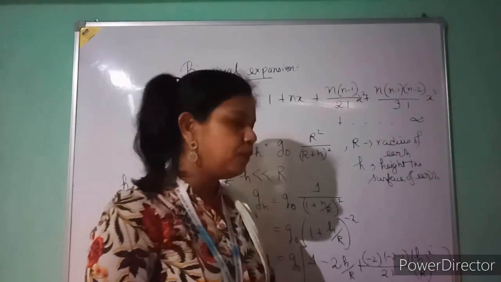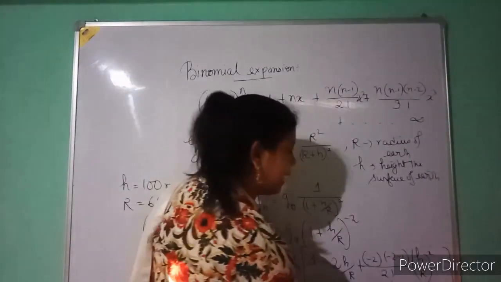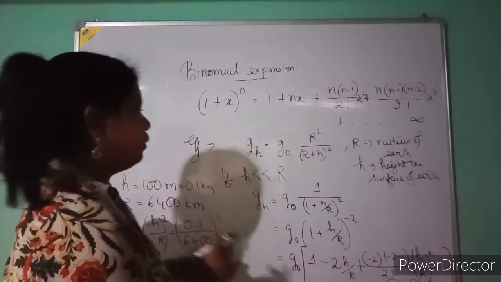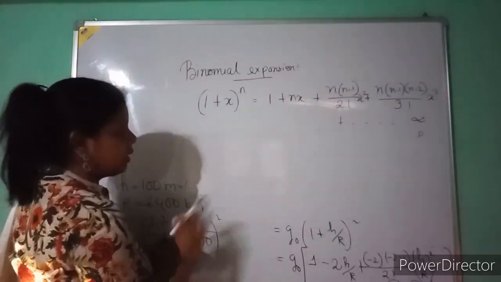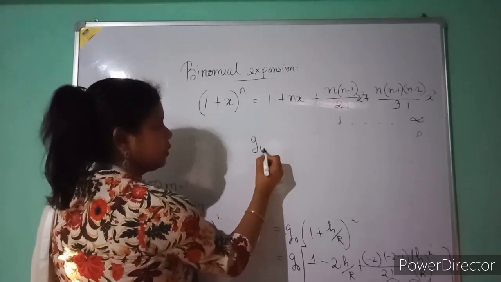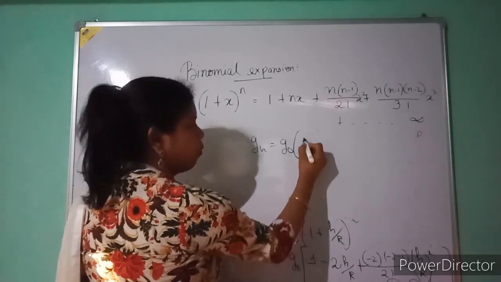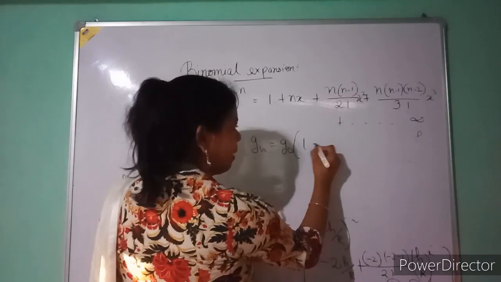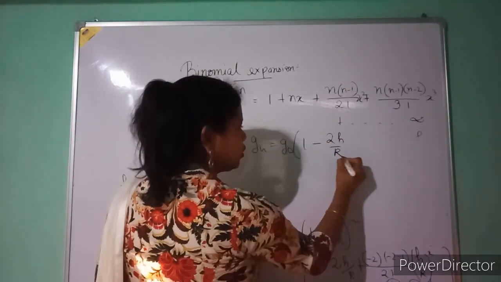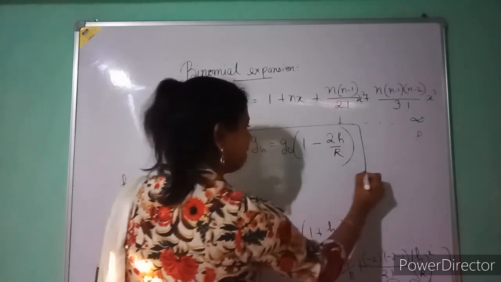So as a result, we are going to neglect the higher order terms and write only the first two terms. That is, we are going to write g_h equals g naught into 1 plus, not plus, sorry, it will be minus 2h by r. So this is my formula that we have derived.